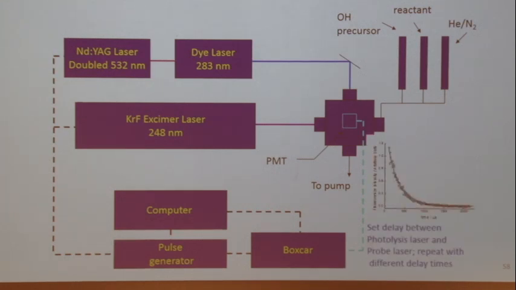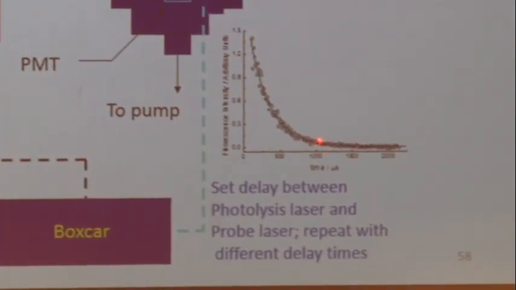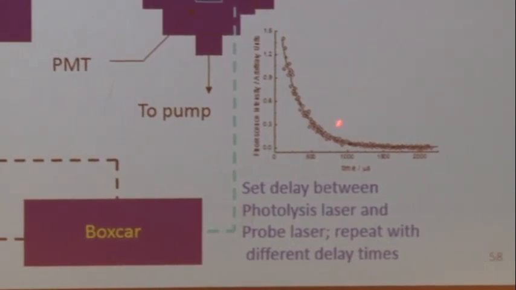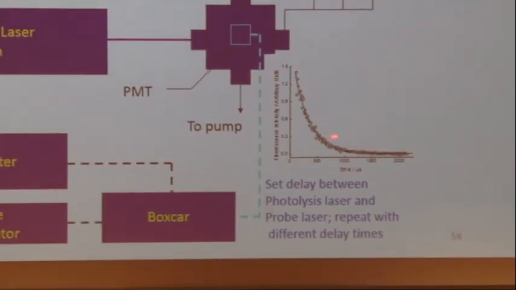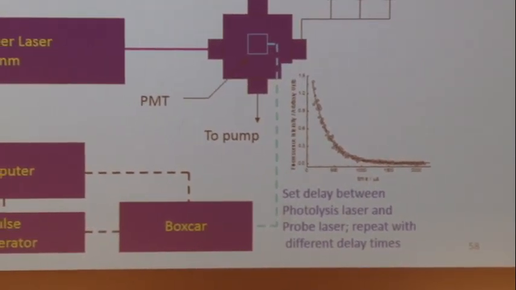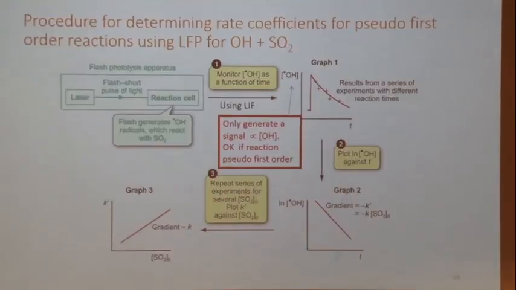And here's the actual data from this experiment. They varied the time difference between these two laser pulses. When the time between them was very short, you got a big signal. When you make a long delay between the creation of the OH and when you probed it, then you get a smaller signal. You can see you can fit it to a single exponential, and from that you can extract the rate coefficient. There it is.